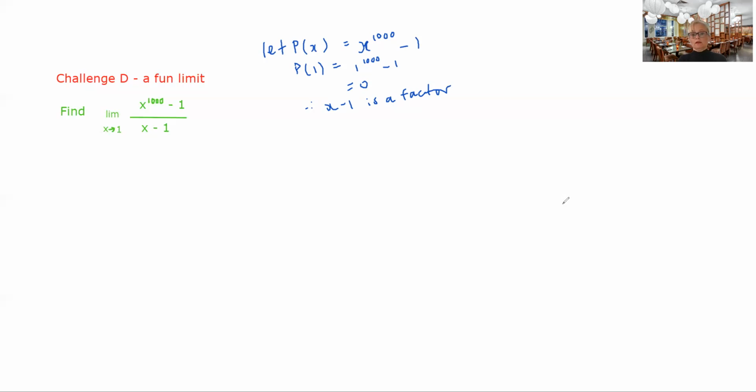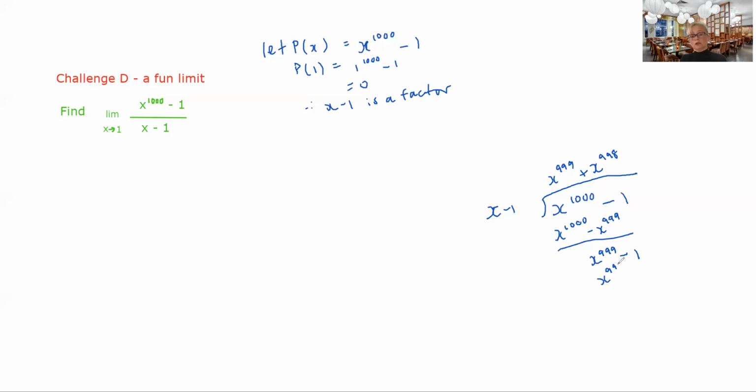So if we're doing x to the 1000 minus 1 divided by x minus 1, leading term divided by leading term, we get x to the 999, multiply through, minus x to the 999. When you do your subtraction, you get that. Then, of course, divide through again and you get x to the 998. Again, multiply through, and we get this. Now, you might see a pattern starting to develop.